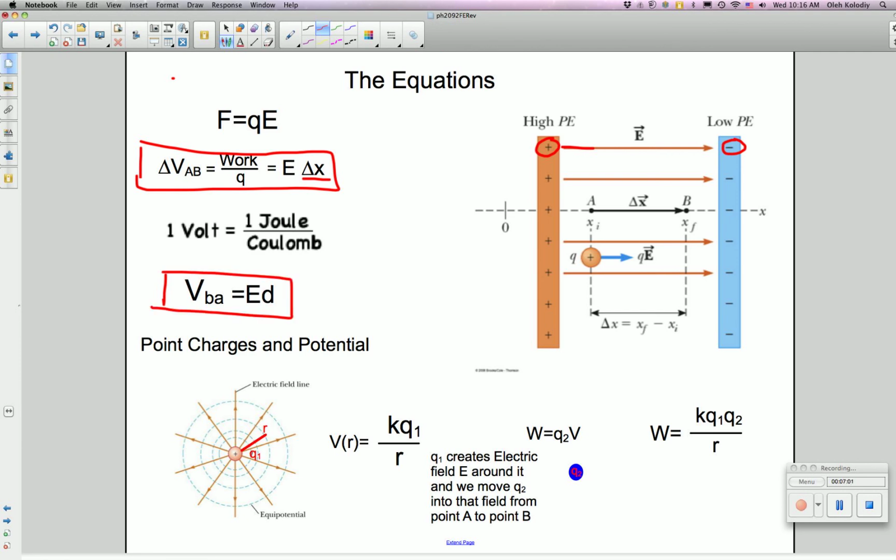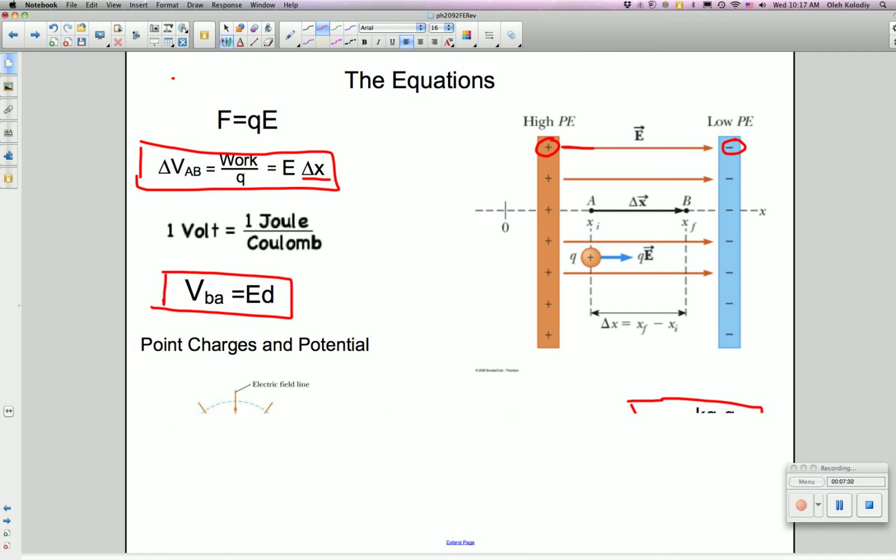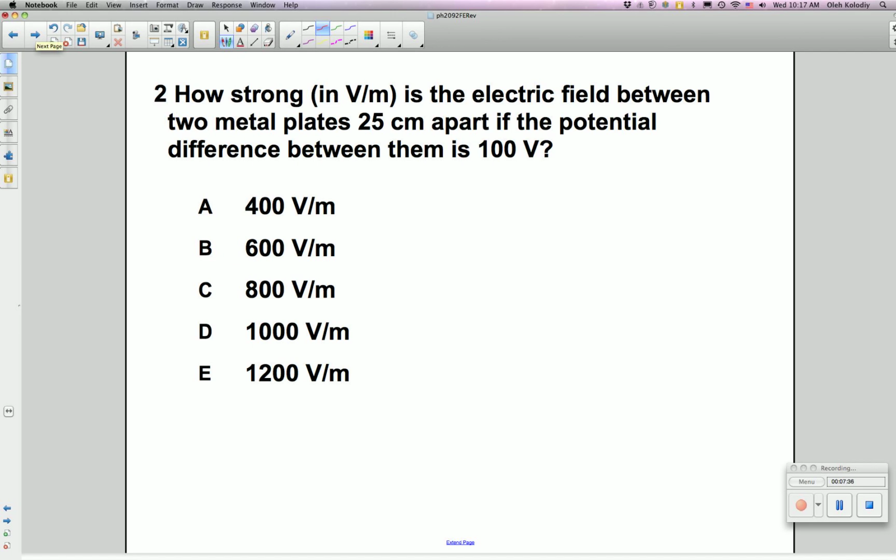Since we're going to replace delta X with just the plate separation D, then the work, or the potential difference across the plates, is equal to the electric field in between the plates times the separation of the plates. Now again, if you do work to bring a charge from infinity and place it next to a point charge, the amount of work you did from the definition of voltage is equal to that. Or we can use this equation here. This is only for point charges. So let's see what kind of problems you can get in this.